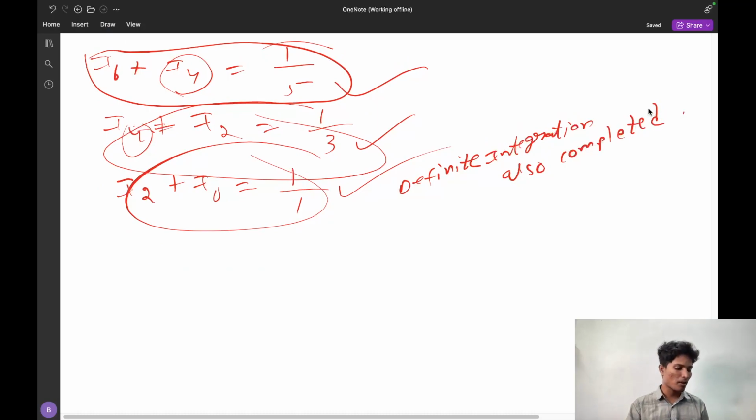Now I will discuss the problems completely in indefinite integration and definite integration both. So you will get an idea how to solve the questions.